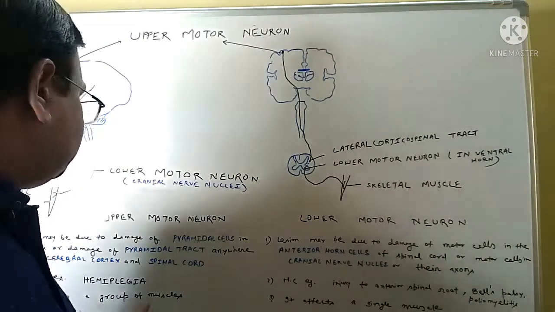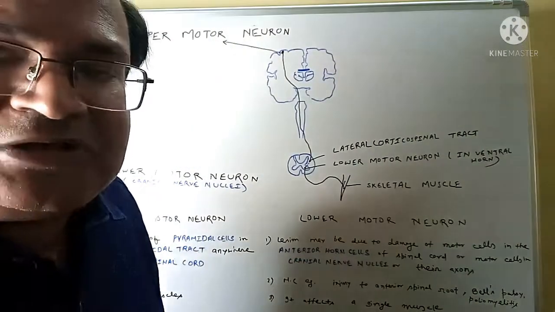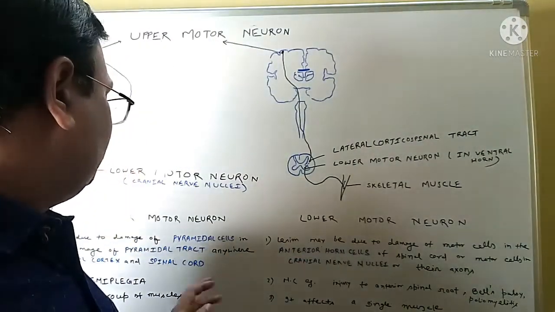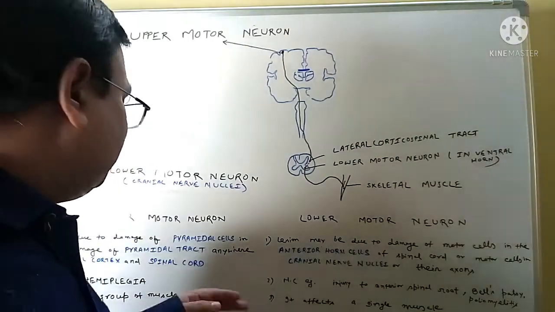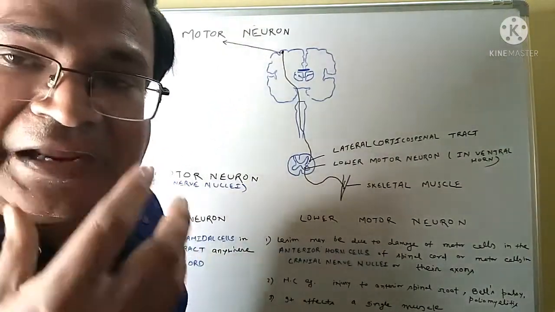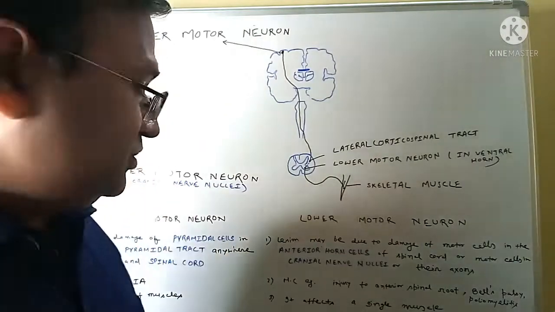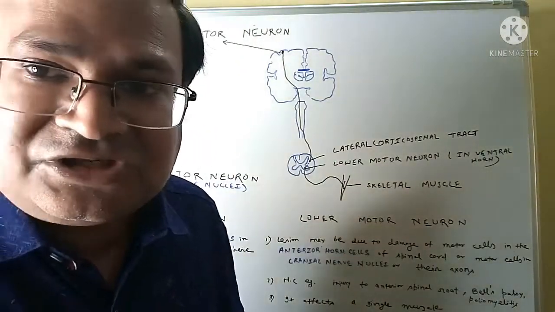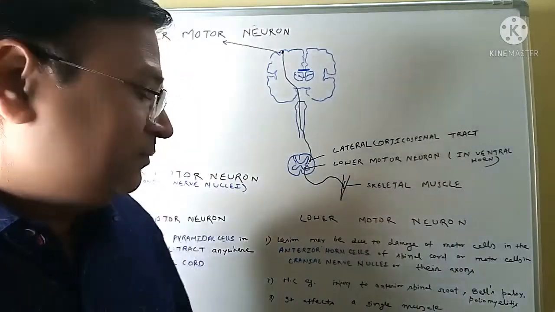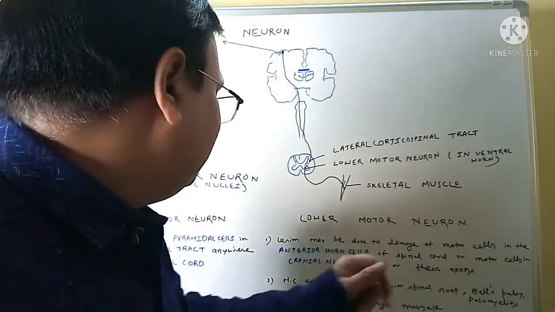In the upper motor neuron lesion there will be spastic paralysis, that is hypertonicity. The tone of the muscle will be increased. Whereas in the lower motor neuron lesion, there will be flaccid paralysis. That is, the tone of the muscle is decreased.